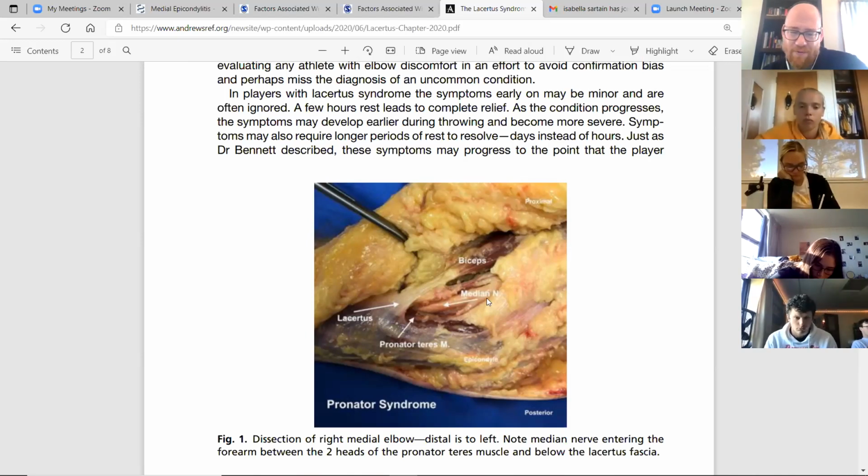Now look what else travels through here. So we have, obviously, the bicep tendon, but also the median nerve. Here's the pronator, bicep tendon, and median nerve coming right through.